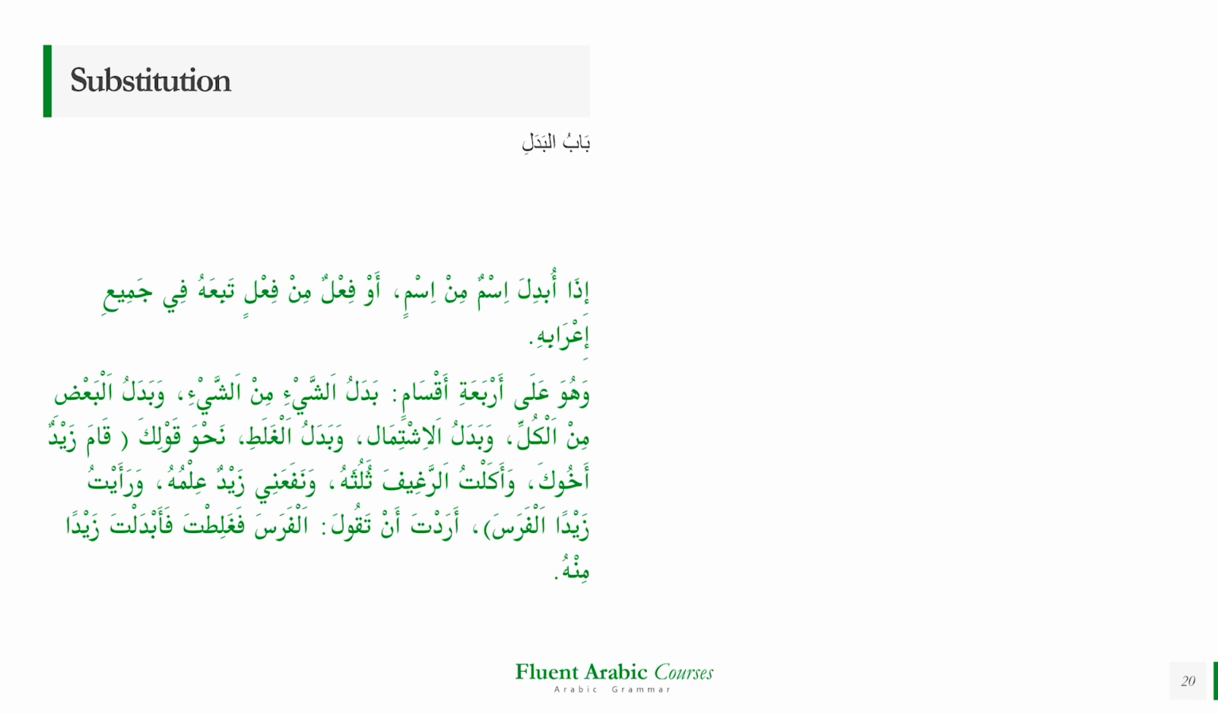بدل الشيء من الشيء. First we have the complete substitution. This is بدل الشيء من الشيء. So here one thing substitutes another completely. That is the complete substitution. وبدل البعض من الكل. Then we have partial substitution. So we are only going to substitute a part of something. Then we have بدل الاشتمال, or the substitution of content, and we'll see what that is. وبدل الغلط, and finally we have the substitution by mistake. Now let's look at some examples for these.